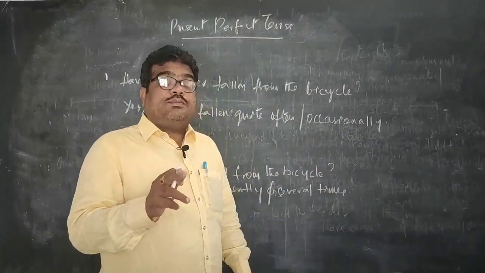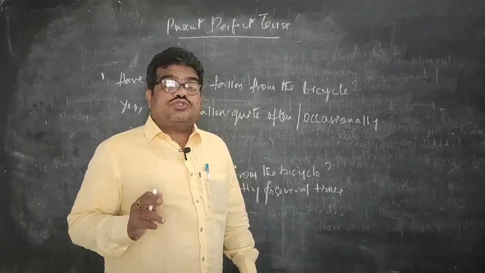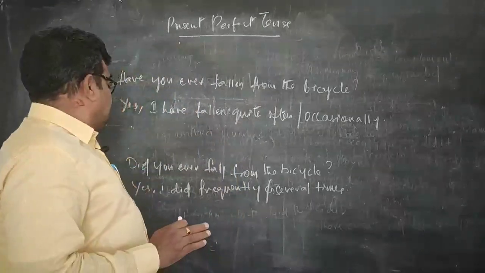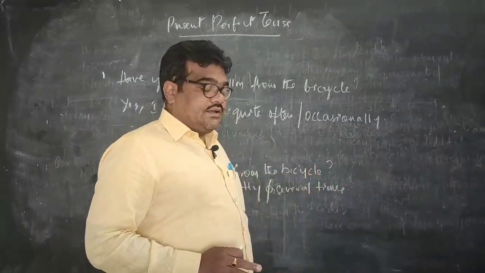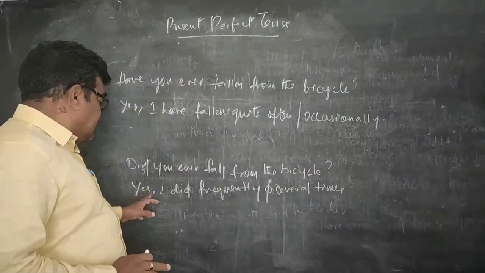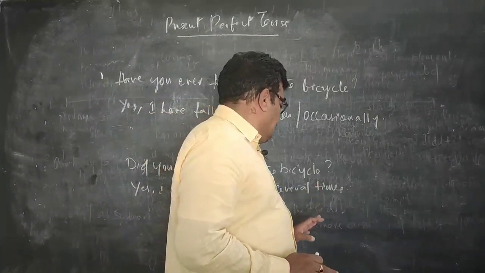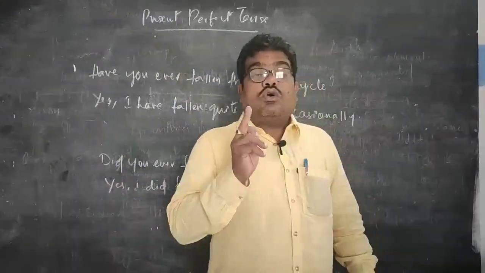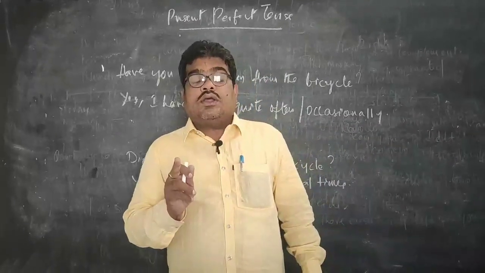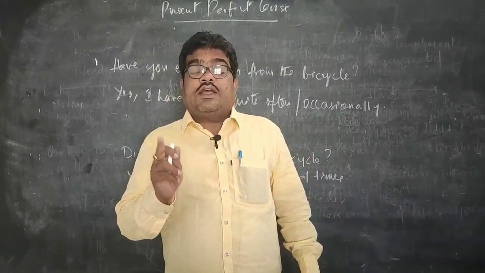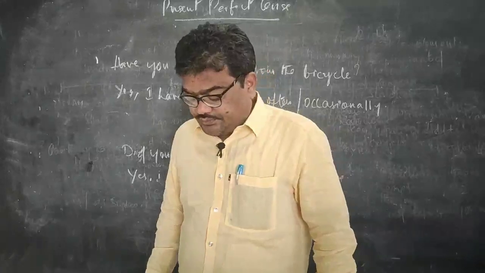When the learning period is completed, you have to use simple past tense. For example, "Did you ever fall from the bicycle?" The answer will be, "Yes, I did frequently or occasionally or several times." So, when you are learning, because the action is going on, you can use present perfect. When the action is completed, you must use simple past.